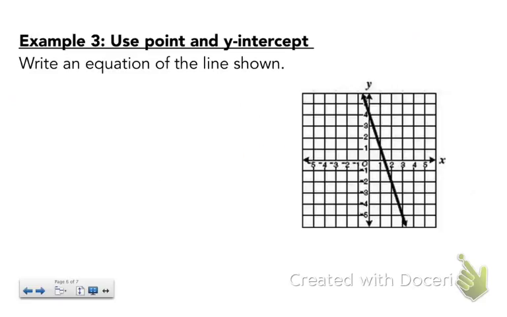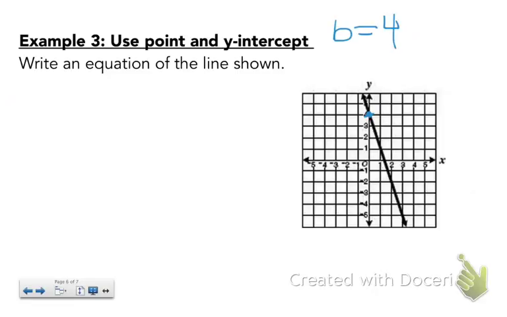Alright, use the point and y-intercept. Write an equation of the line shown. So again, very similar, except this time it's not marked for us. If I look at this line, I notice that it is crossing the y-axis right here at +4. So it's going to have a y-intercept of +4.